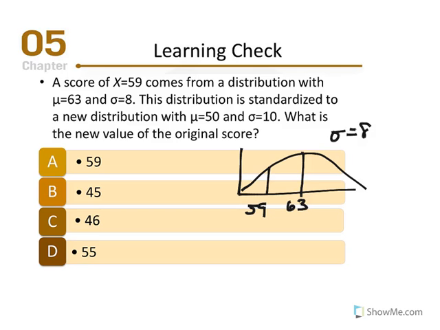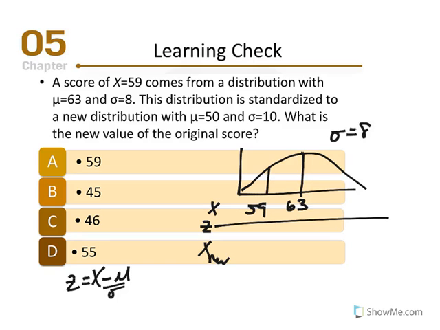And we're going to convert it. So this distribution is standardized to a new distribution with the mean of 50 and standard deviation equal to 10. What is the new value of the original score? So this is the original x distribution. We're going to convert scores into a z distribution and then to new x values. So we first convert the raw score into a z score. So x minus mu divided by standard deviation.